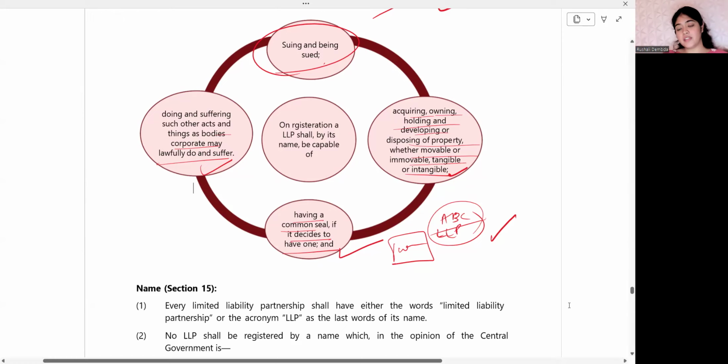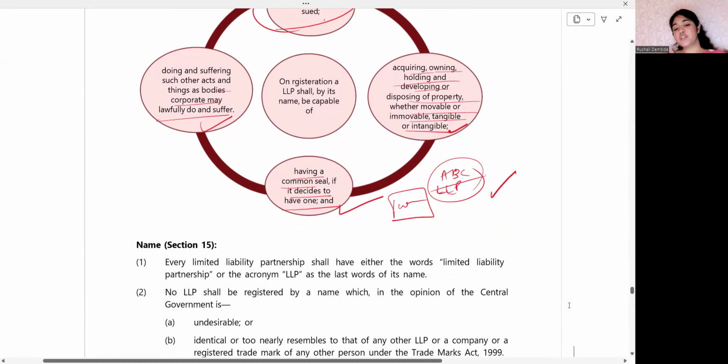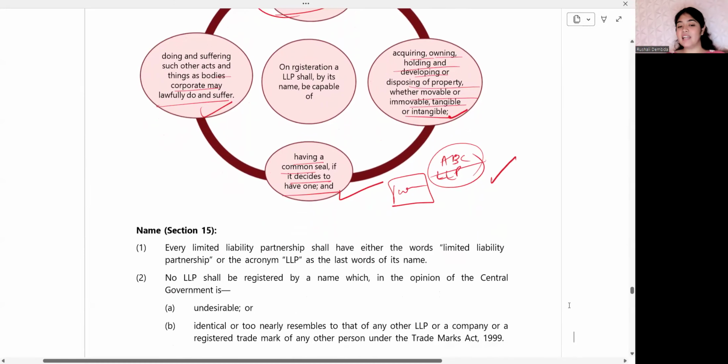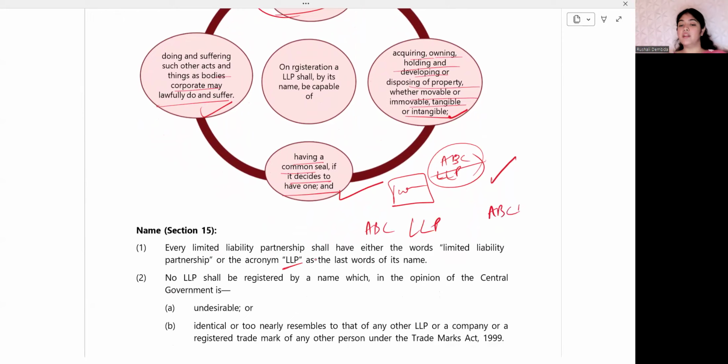Next is LLP name. Every limited liability partnership shall have either the words limited liability partnership or the acronym LLP as the last words of its name. So with the name, they should have LLP. As I wrote over here, ABC LLP, right? ABC LLP, ABCD LLP, or they can write the entire words limited liability partnership.